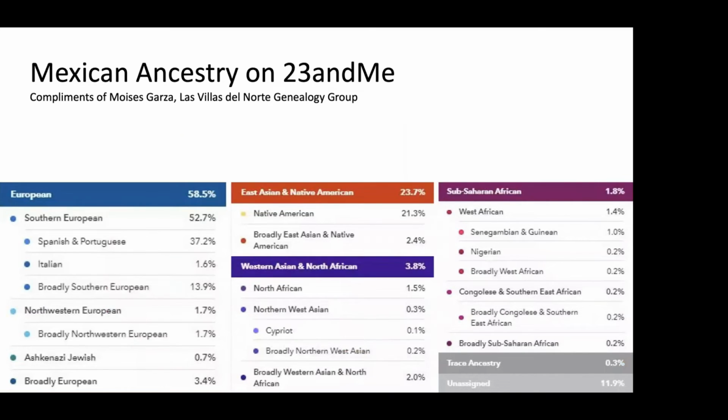In case you were wondering, there is no such thing as Mexican DNA. Like the United States, Mexico is a melting pot of ethnicities. Moises Garza, a specialist in Mexican genealogy, shared his DNA results with me.